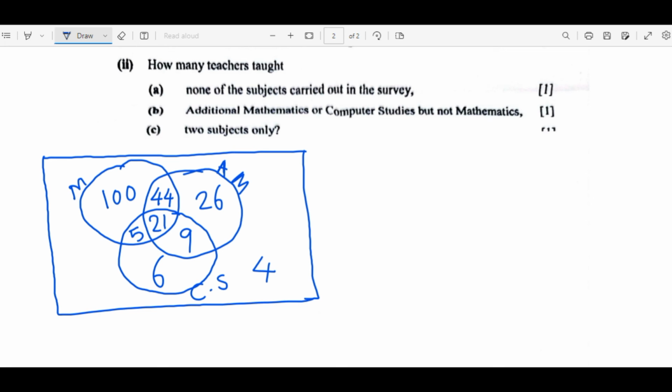We move on to question number 2. How many teachers taught A, none of the subjects carried out in the survey? So the answer for A is 4.